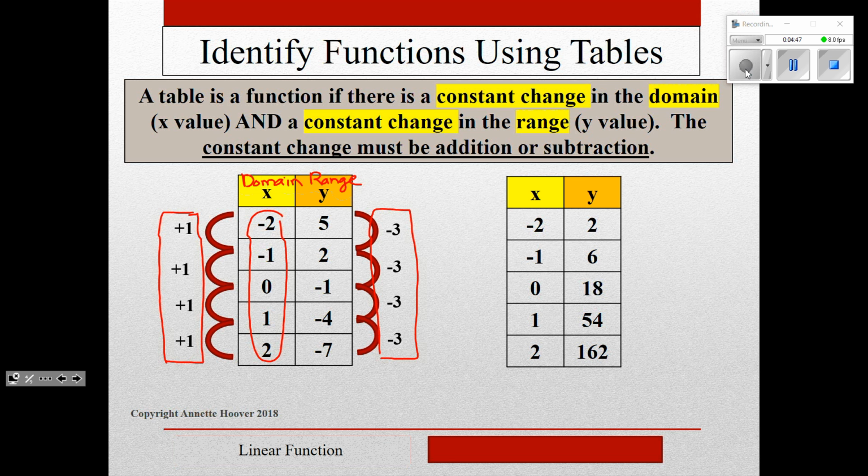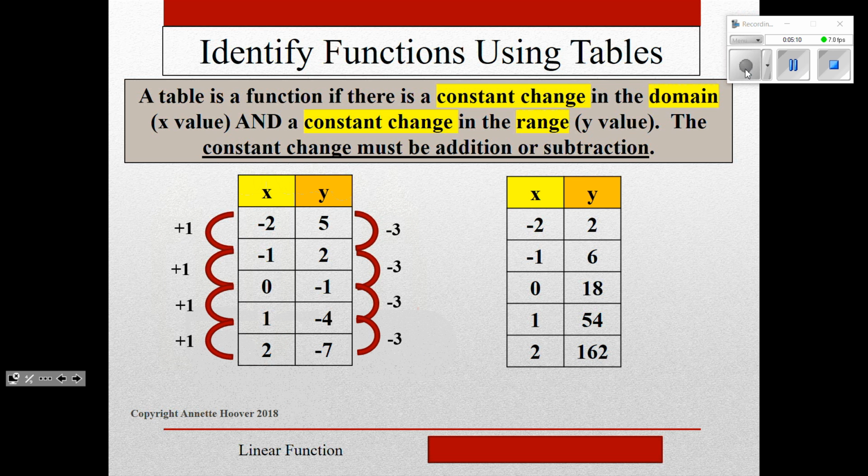Now I need to point out something to you. When you're looking for this constant change, it has to be a number that's added, like on the domain where we were adding 1 each time, or a number subtracted, like we did with the range. It cannot be a multiplication or division. It has to be addition or subtraction in order for it to be a linear function.